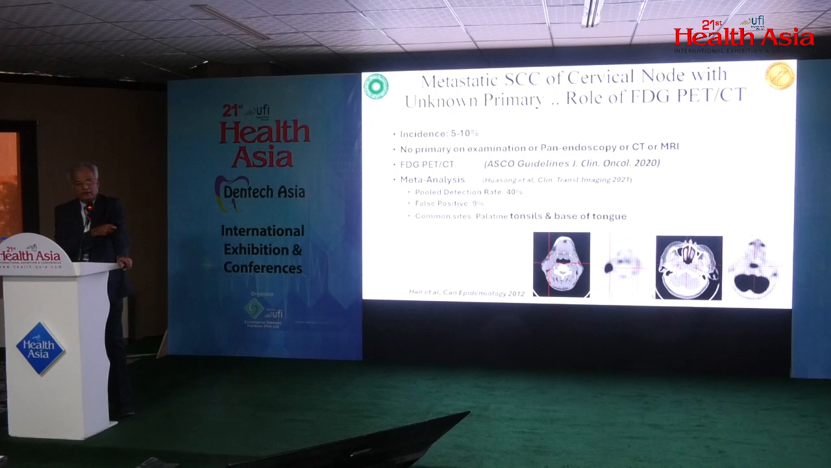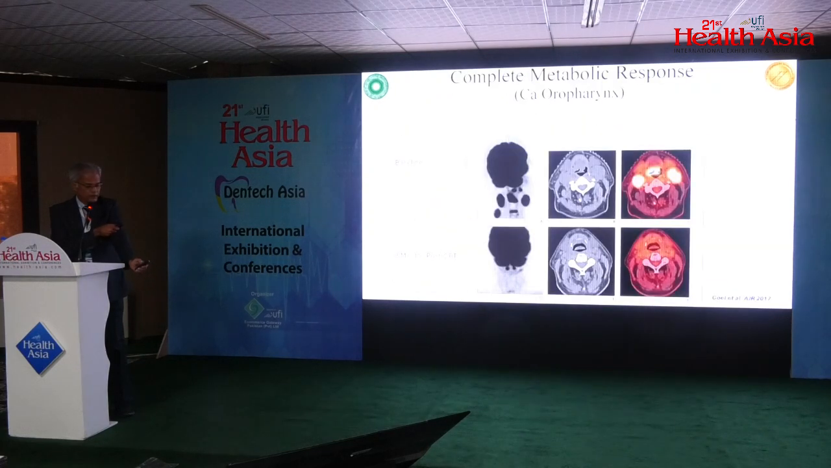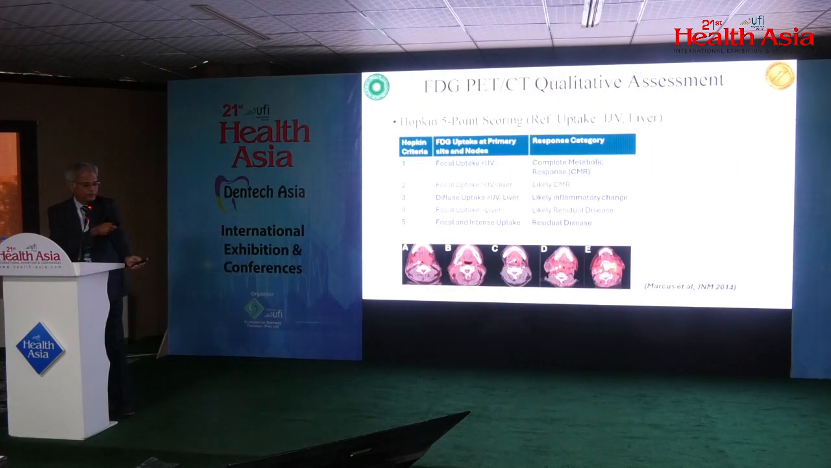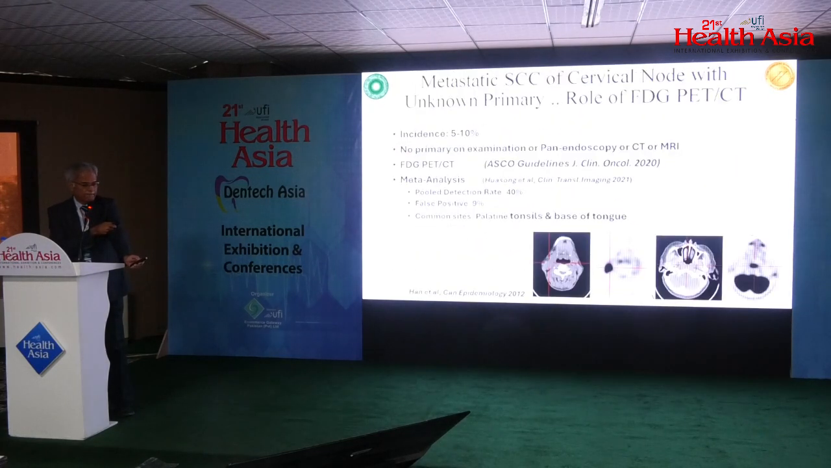In one meta-analysis, published in 2012, the pooled detection rate was 40% with a false positive finding in 9%, and the common sites of both false positive and false negative findings were the palatine tonsils and base of the tongue. Like in this patient, we see that there is a hypermetabolic lymph node and a hypermetabolic primary tumor lying in the nasopharynx.